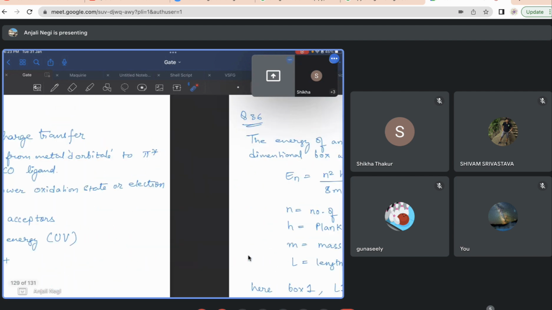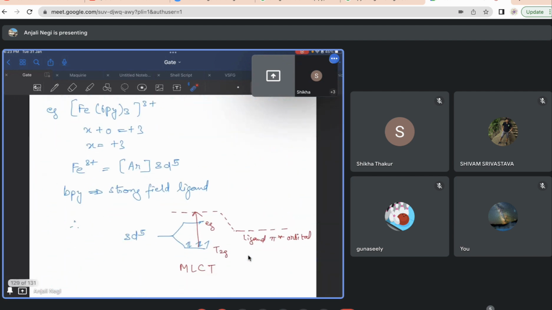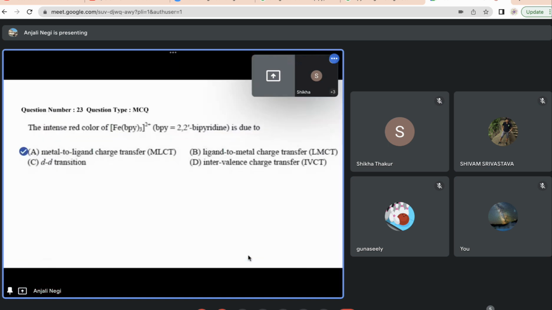So yes, let's get back. Our correct option was option number A. You look into the property of the ligand and the metal that you have, and the oxidation state, whether it is a high oxidation state or a low oxidation state. So the correct option that defines the intense color of my complex is option number A, that is metal to ligand charge transfer. So any doubt?